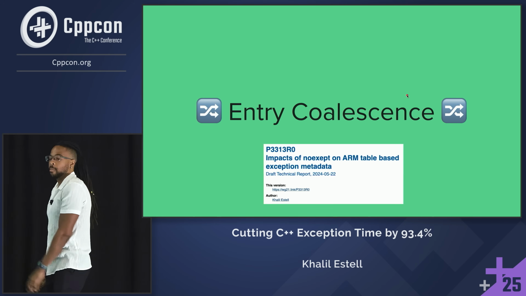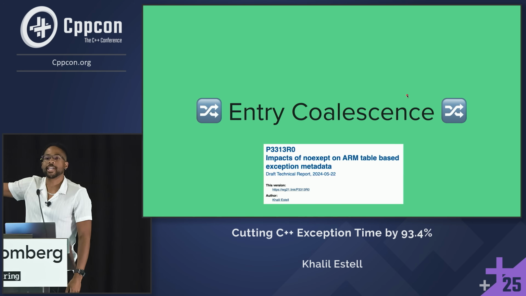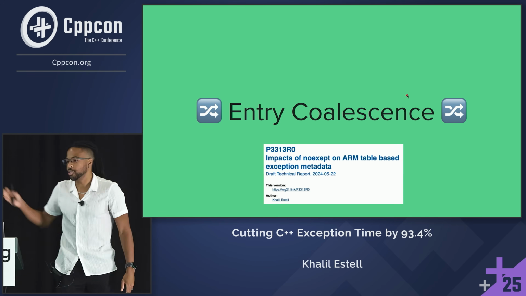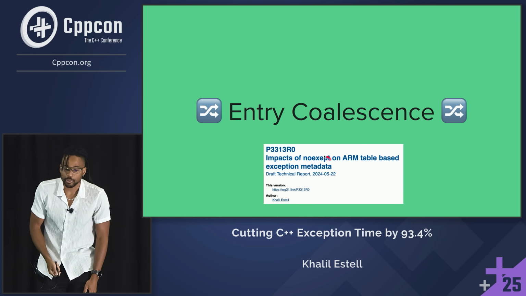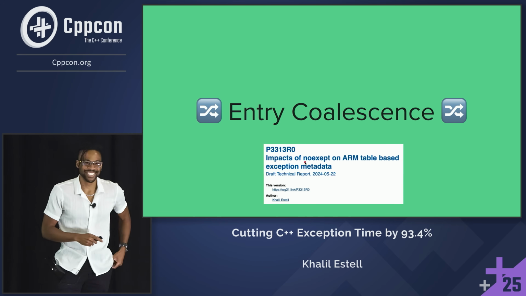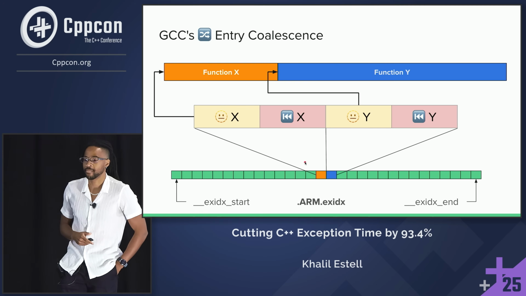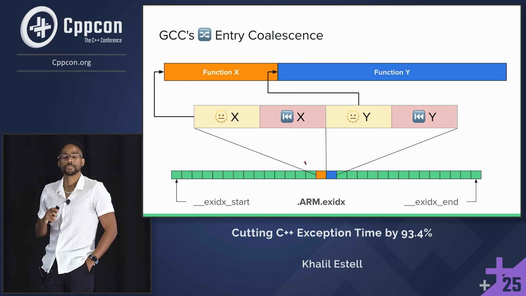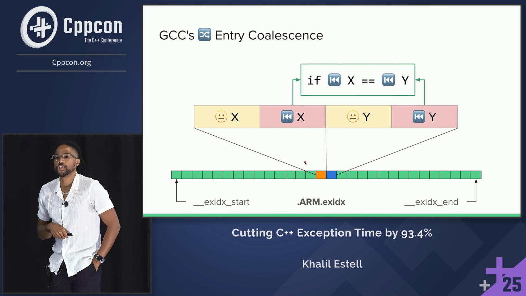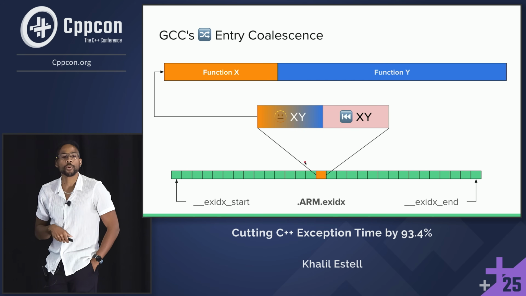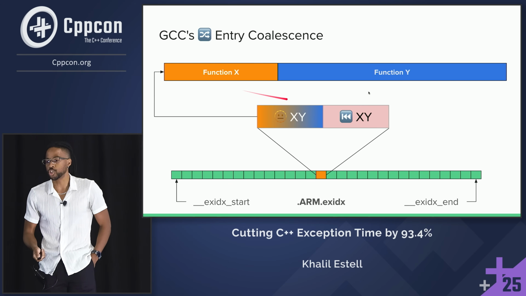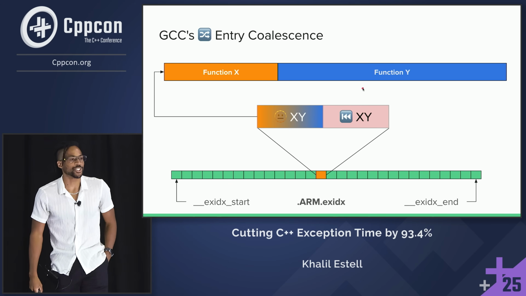And here's probably one that'll blow your brains. Entry coalescence. I talked about this in my paper about noexcept in ARM table-based exceptions. And yes, I did in fact misspell noexcept in this title. So if you have two functions that are right next to each other, and their unwind information is identical, you can merge those entries into each other. Because it doesn't matter where you are between function X or function Y, the unwind procedure is the exact same thing.